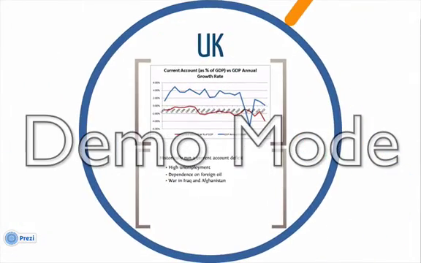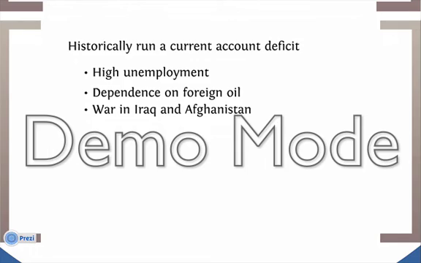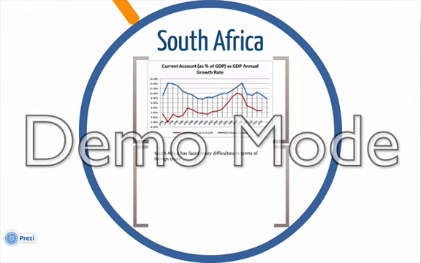The UK has also run a current account deficit, and this has been due to a number of factors. High unemployment is one. As with America, their dependence on foreign oil, and also the war in Iraq and Afghanistan has increased government spending and reduced savings. So the last country is South Africa.